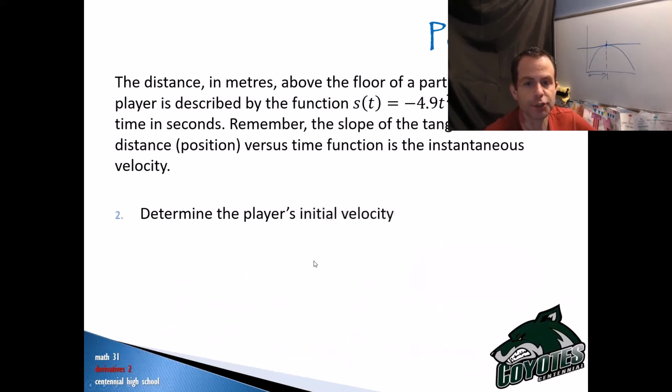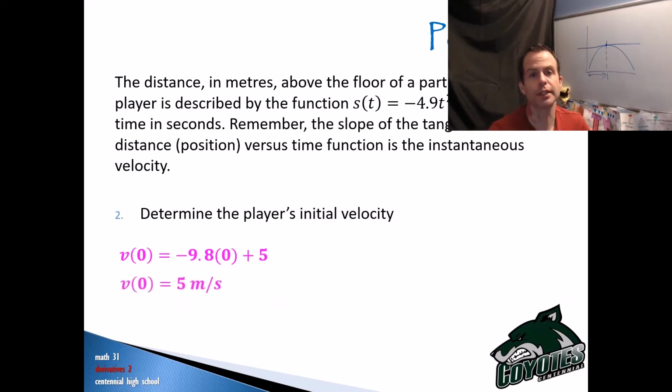All right, question 2. Determine the player's initial velocity. The initial velocity, that would be at time 0. So I take my velocity equation and I plug in 0 for time. That gives me 5. So the initial velocity is 5 meters per second.